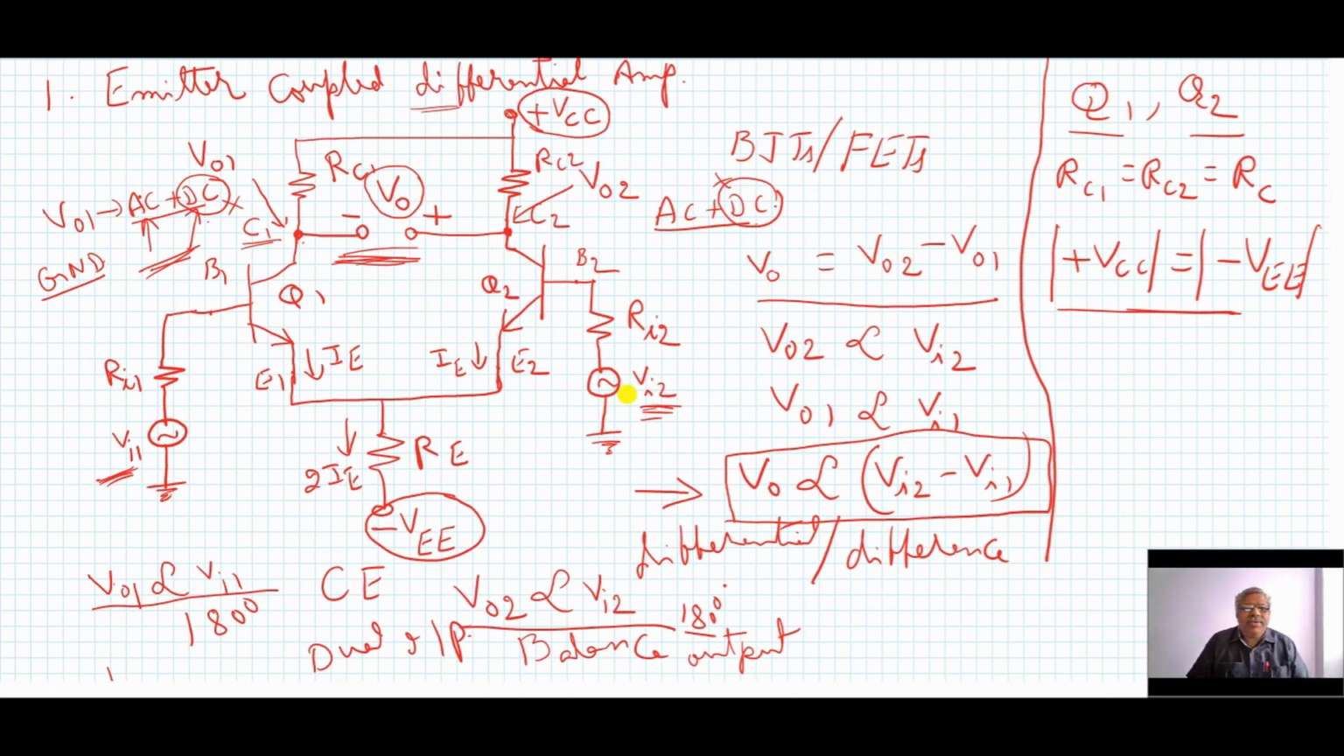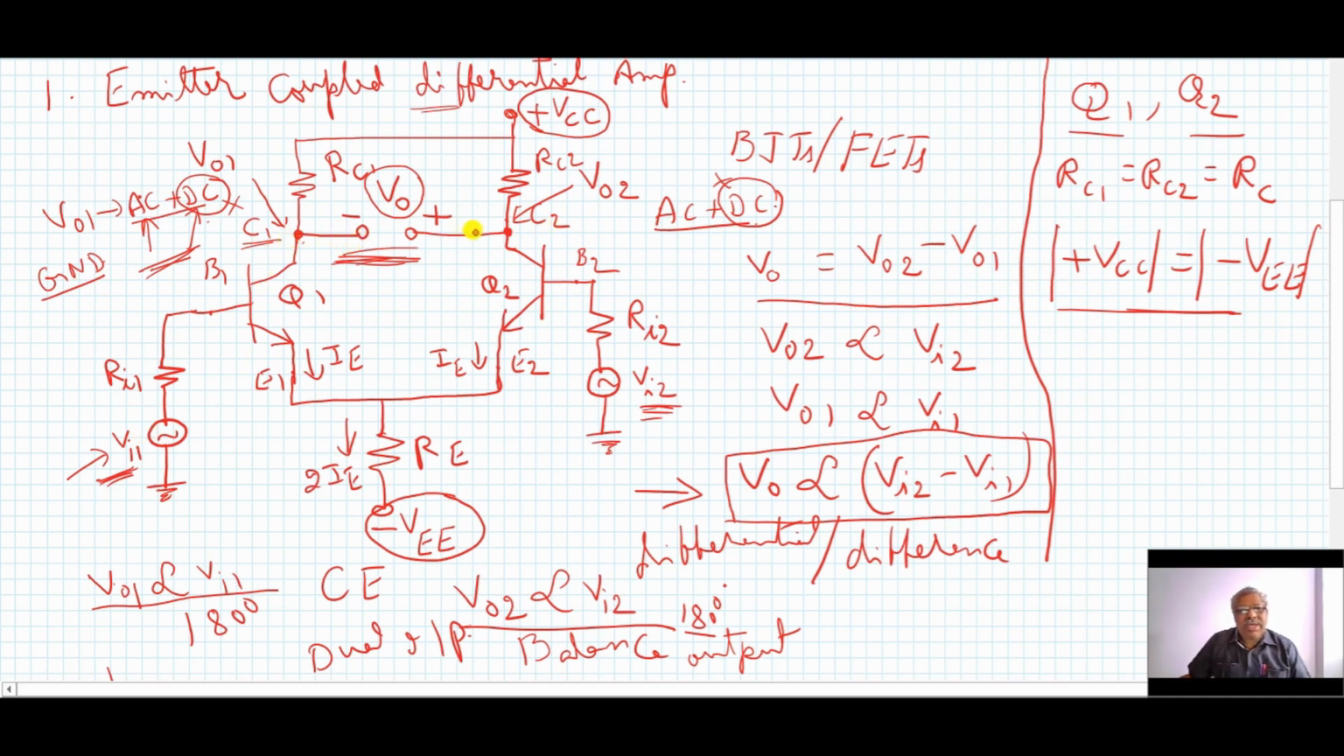In the same way, single input balanced output configuration is like this. Instead of giving two input signals, we give only one input signal. Either you can give VI1 or VI2, and the output will be collected across the two collectors, that is between collector C1 and C2. So it is called single input balanced output.